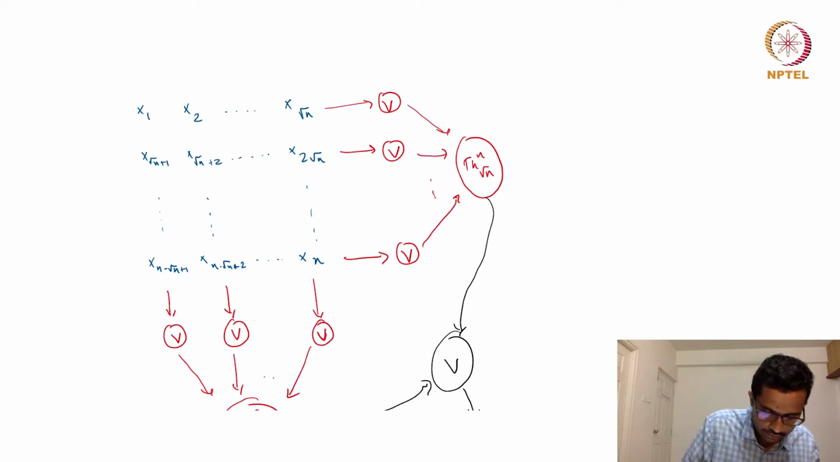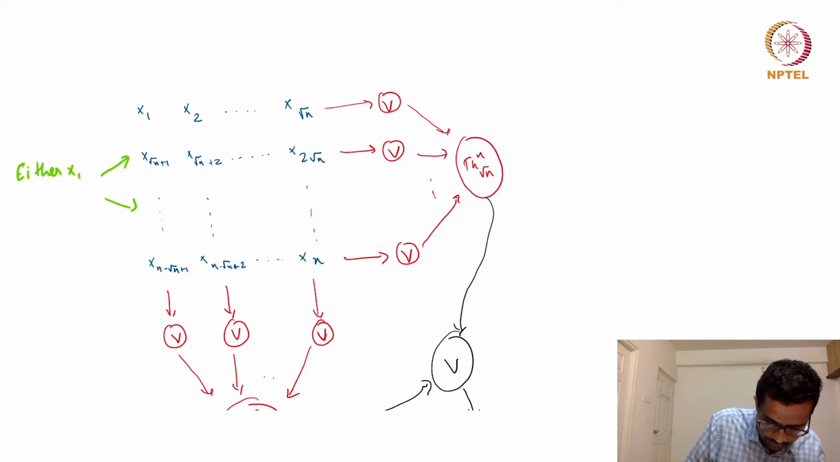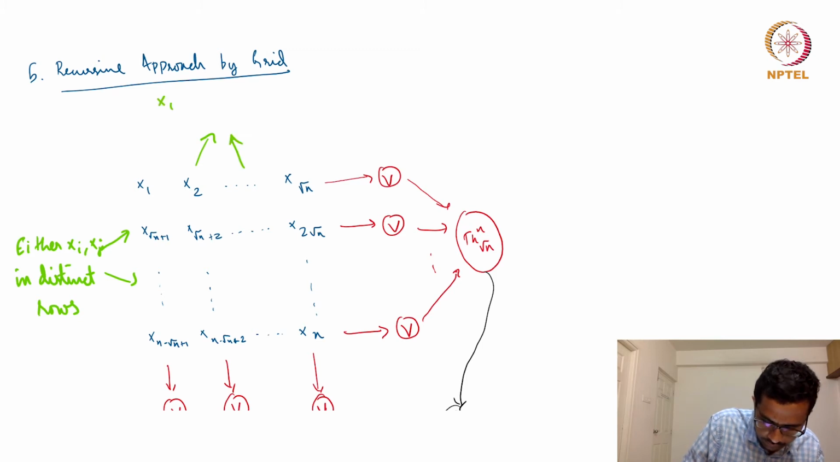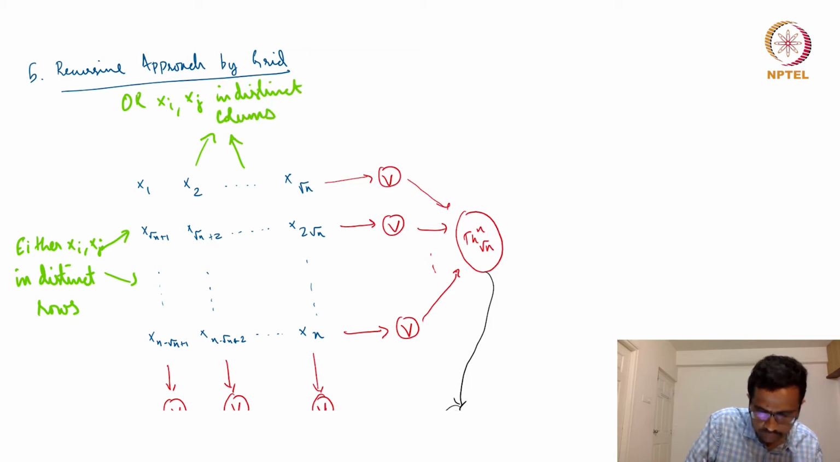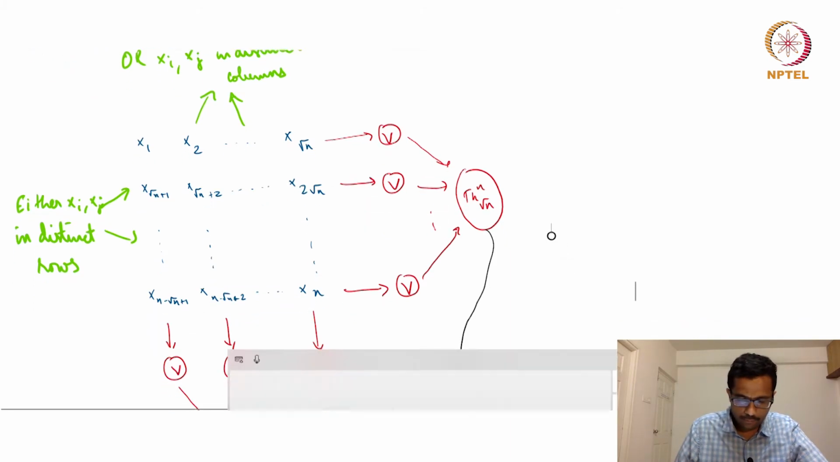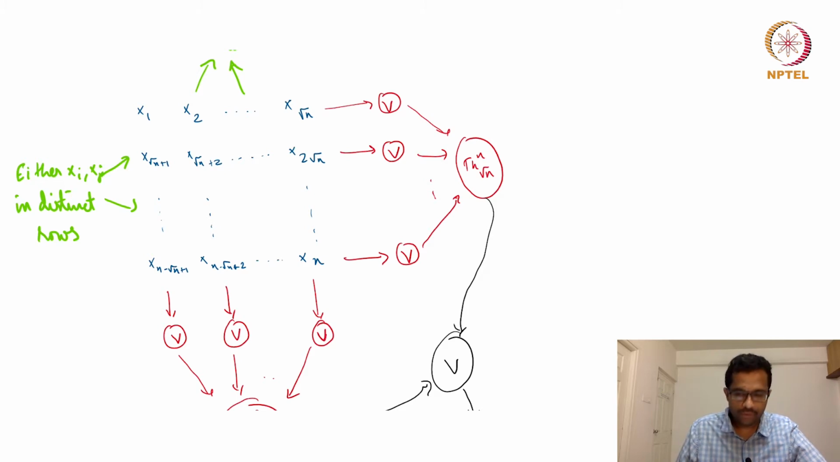So either xi, xj in distinct rows or distinct columns. And this is what we will formalize in this approach. So either they are in distinct rows or distinct columns.